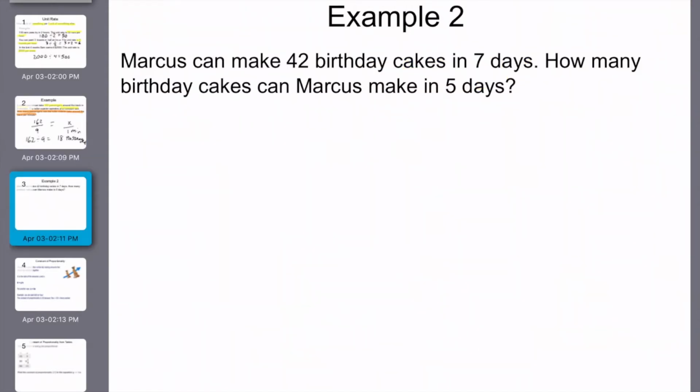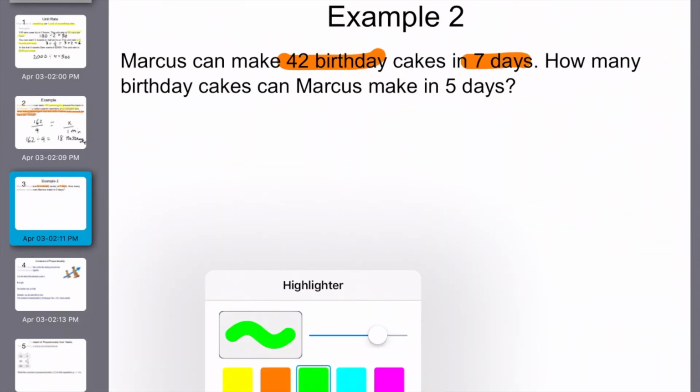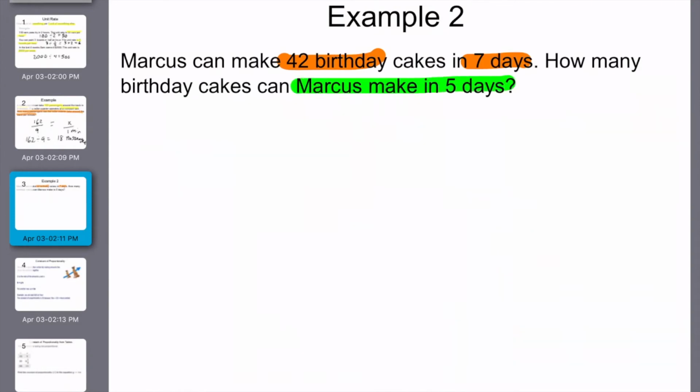Marcus can make 42 birthday cakes in 7 days. That's a lot, Marcus. Nice job. You're probably helping out your mom with that. How many birthday cakes can Marcus make in 5 days? So 42 birthday cakes, 7 days. They want to know how many Marcus can make in 5 days.